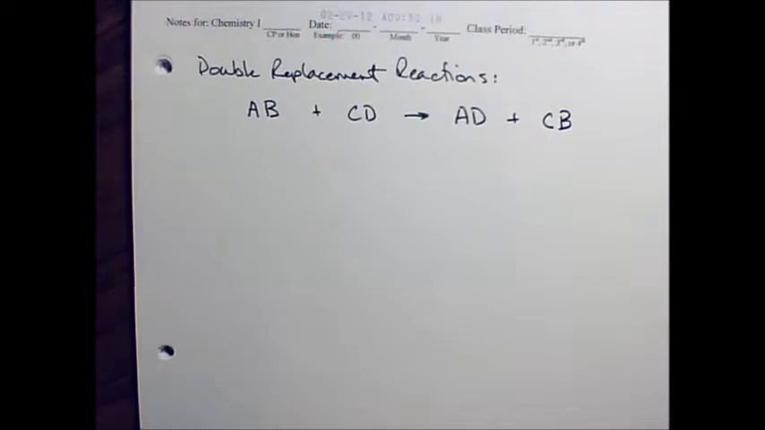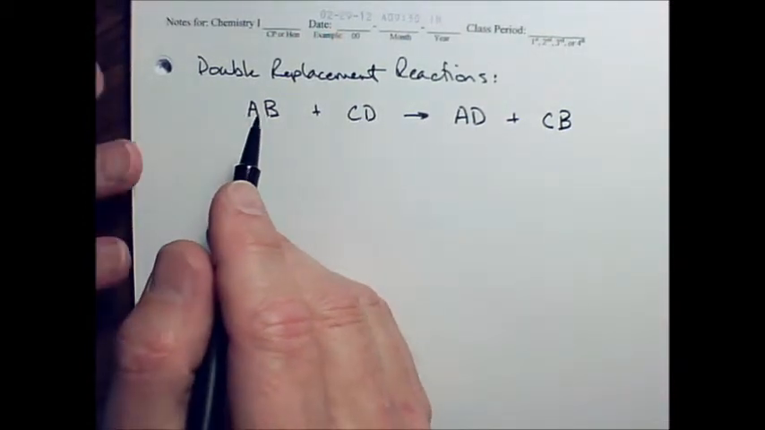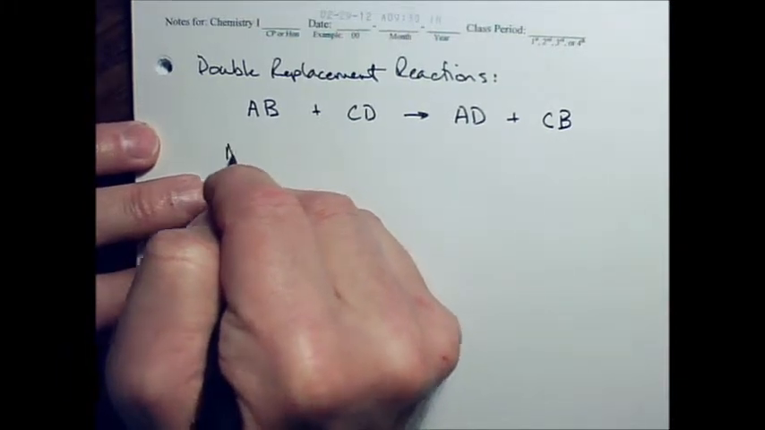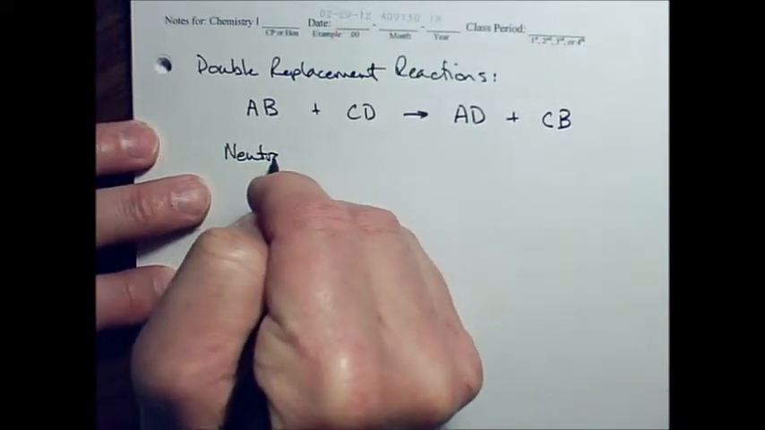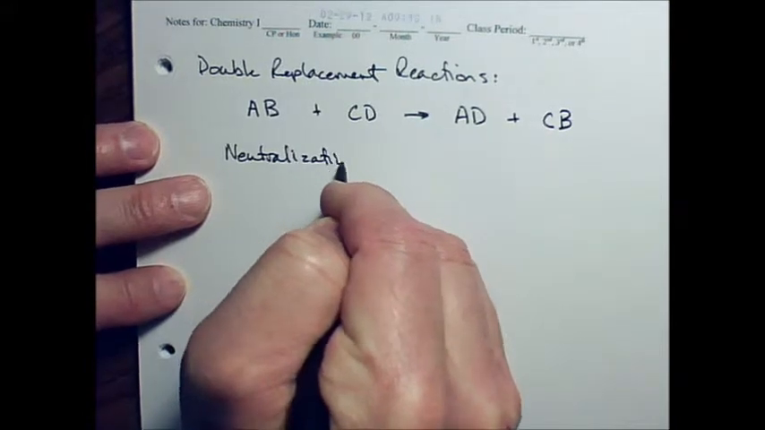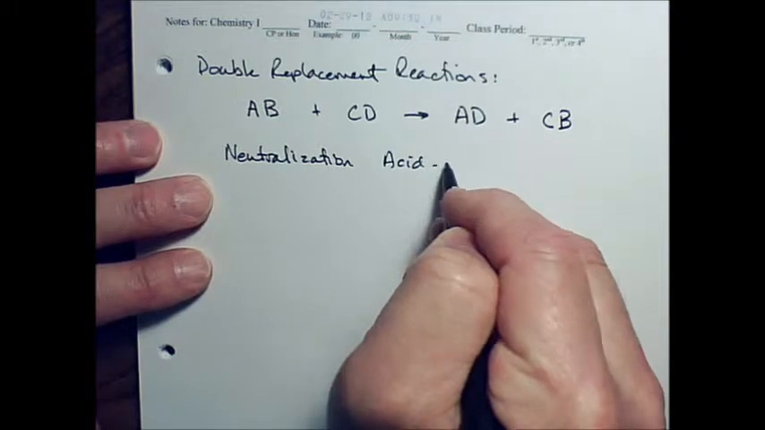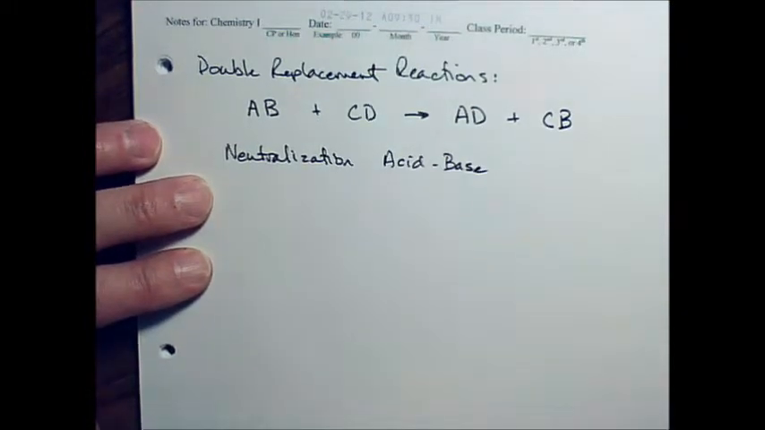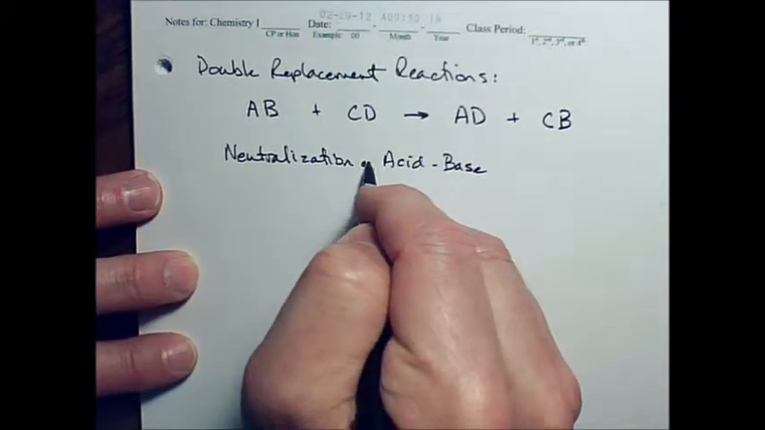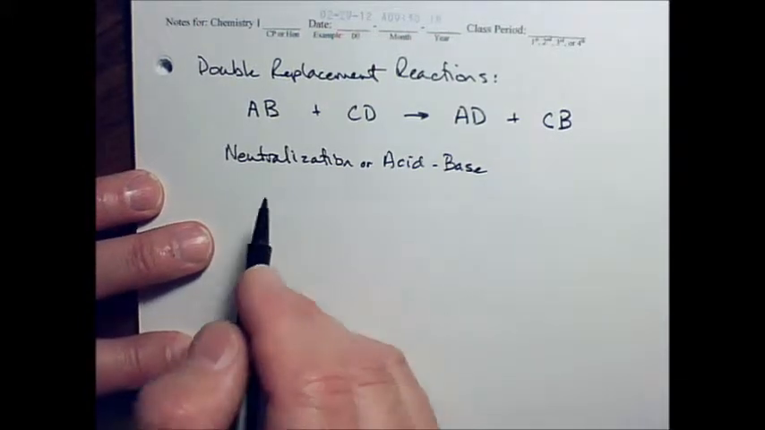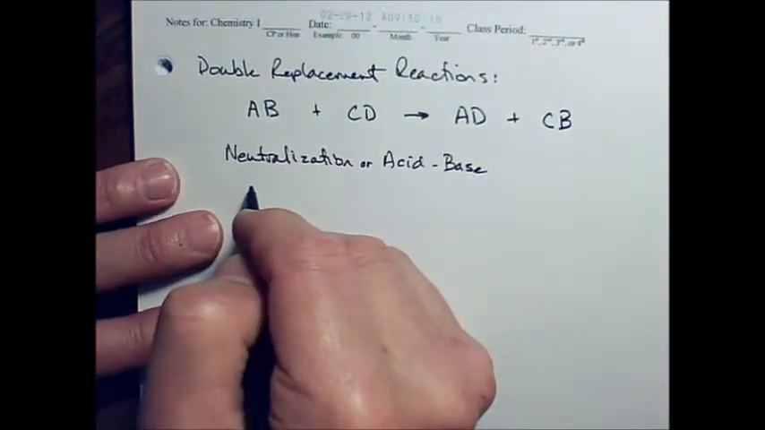All right. But now, there's a sub-classification of double replacement reactions called neutralization. And it's also called acid-base. Okay? Neutralization or acid-base. Both names apply to this classification. All right. So let's start with something really, really simple.